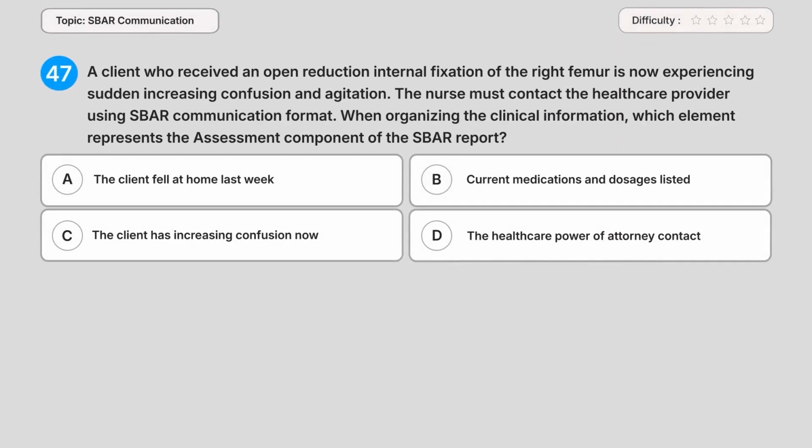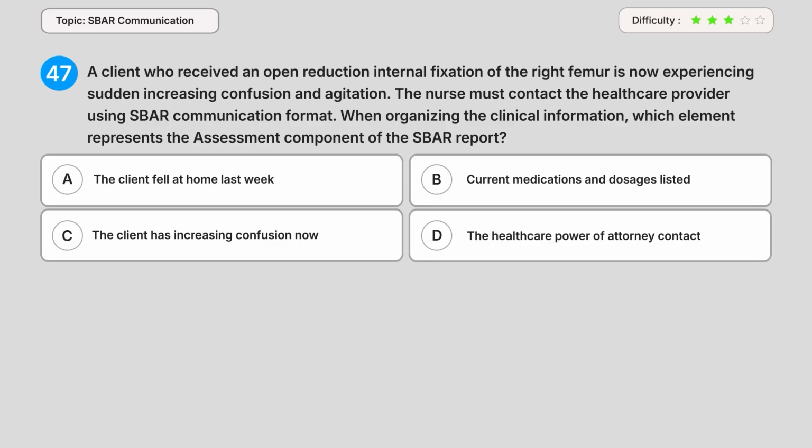47. A client who received an open reduction internal fixation of the right femur is now experiencing sudden, increasing confusion and agitation. The nurse must contact the healthcare provider using SBAR communication format. When organizing the clinical information, which element represents the assessment component of the SBAR report?